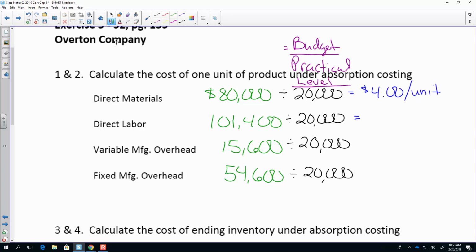Of course, that's the only one I can get in my head. What's the second one? 5.07. Is that rounded, Liz? No, that's the whole number. It comes out to 5.07? Okay. Do you have variable overhead? 0.78, okay. And then the last one, 2.73. 2.73? Yep.